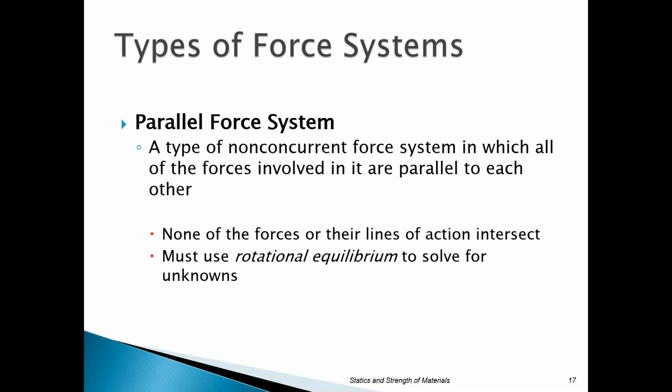So your concrete floor slab might have just forces coming down on it, like columns or pieces of furniture. Those things we would pretty much model as parallel, because gravity is going to essentially be parallel in that room. So that would be an example of a parallel force system. In this, we say that none of their forces or lines of action are ever going to intersect.